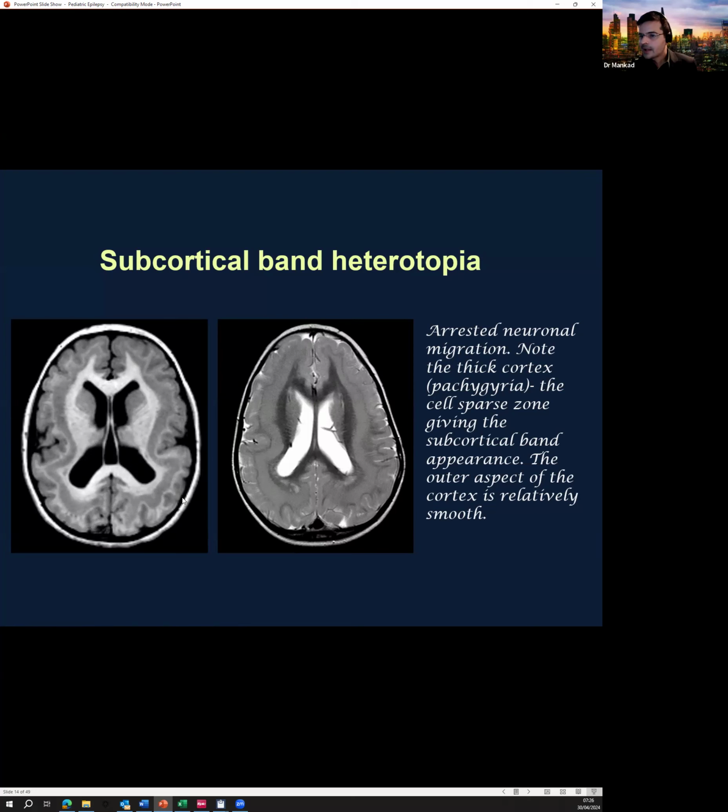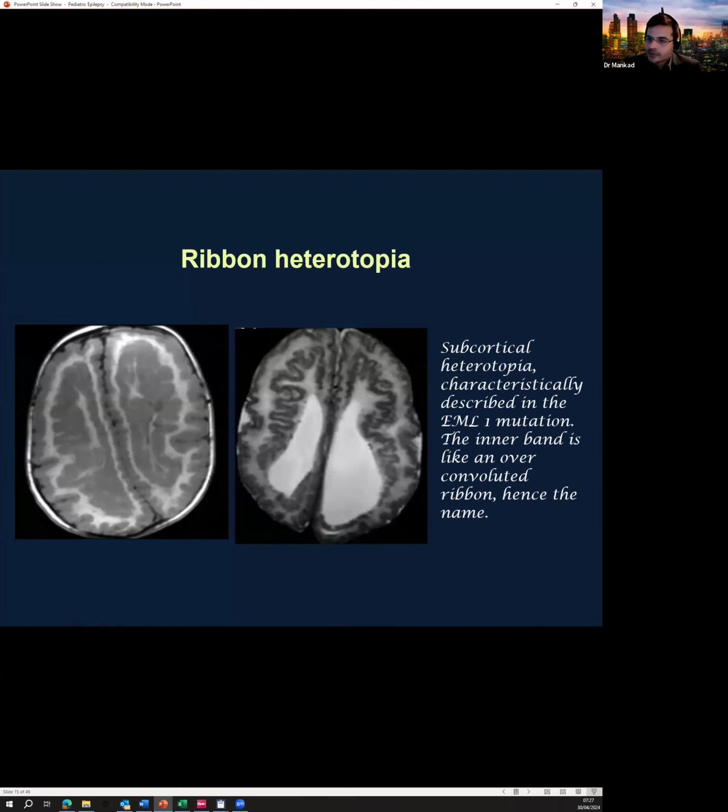This is subcortical band heterotopia, and different forms of heterotopia have been described since. Like, for instance, this, which is a ribbon heterotopia, still the same context that the neurons fail to migrate. And remember that in heterotopias, the cortex is not going to be normal either, because you can see that this is a very abnormal looking cortex, but the cortex actually is this whole thing.